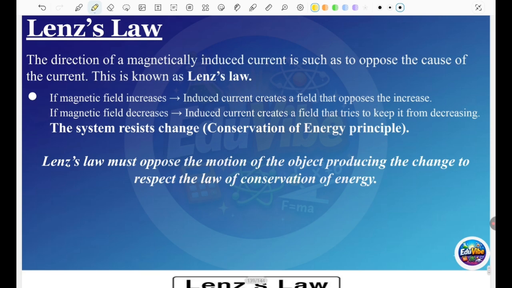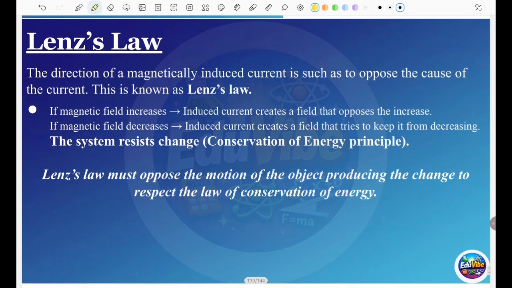Lenz's law involves that experiment in other terms. It says that the direction of the magnetically induced current is such as to oppose the cause of the current. This is called Lenz's law. So any magnetically induced current has a direction such that it opposes the cause which produces the current.